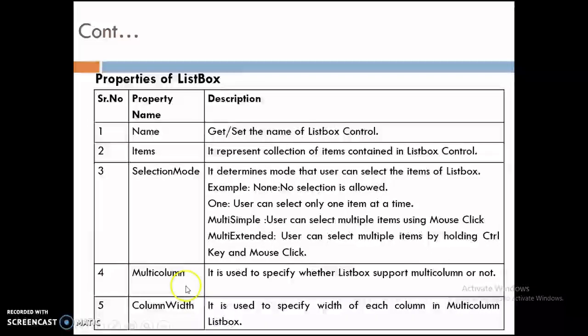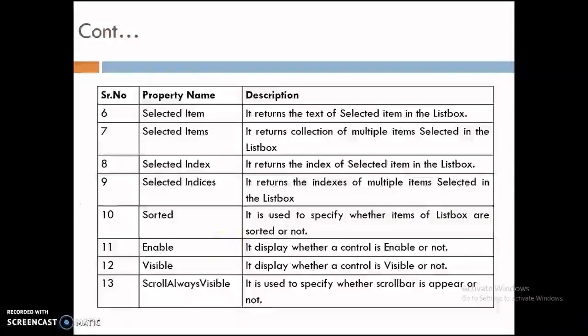Then next property is MultiColumn. It allows user to specify whether the list box supports multiple columns or not. Then ColumnWidth. It specifies the width of each column in a multi-column list box. Now next is SelectedItem. This property returns the text of selected item in the list box. SelectedItems. It is used when user selects multiple items. It returns a collection of multiple items selected in the list box.